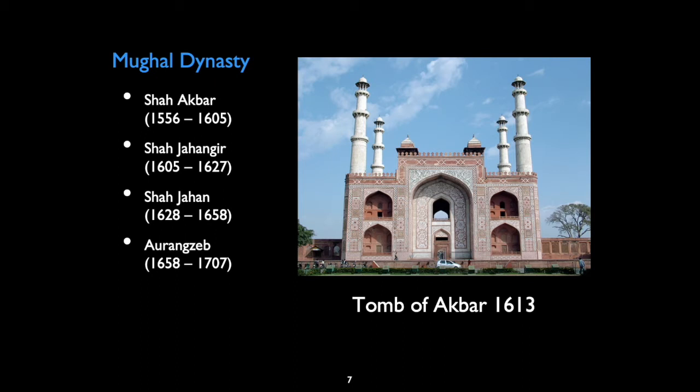Shah Akbar was the first great Mughal emperor who had a full, long reign. His father, Humayun, was the one who establishes the dynasty, but he dies early on, and it was Shah Akbar who sort of inherited all of his father's belongings. This is a tomb to Akbar, built in 1613.